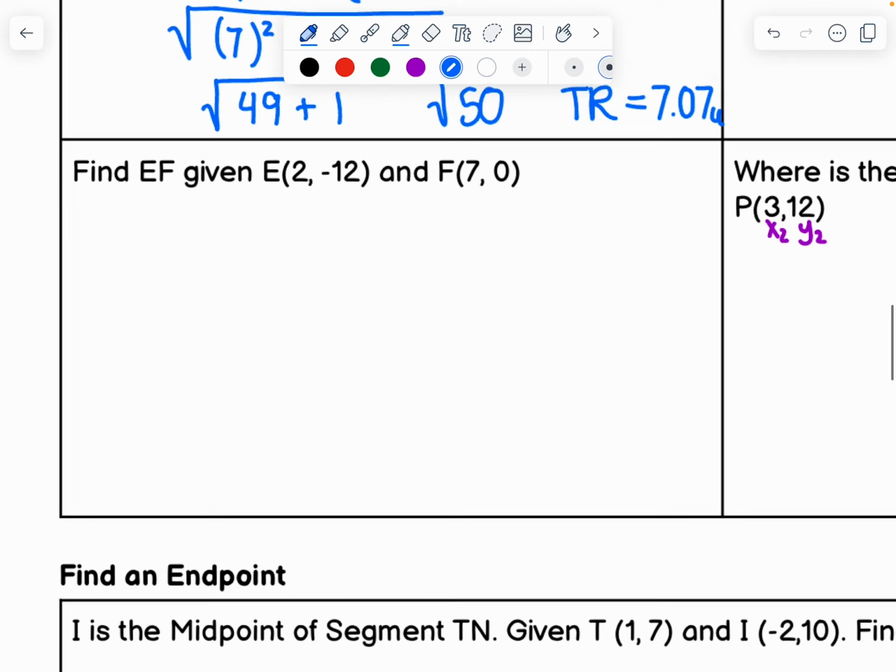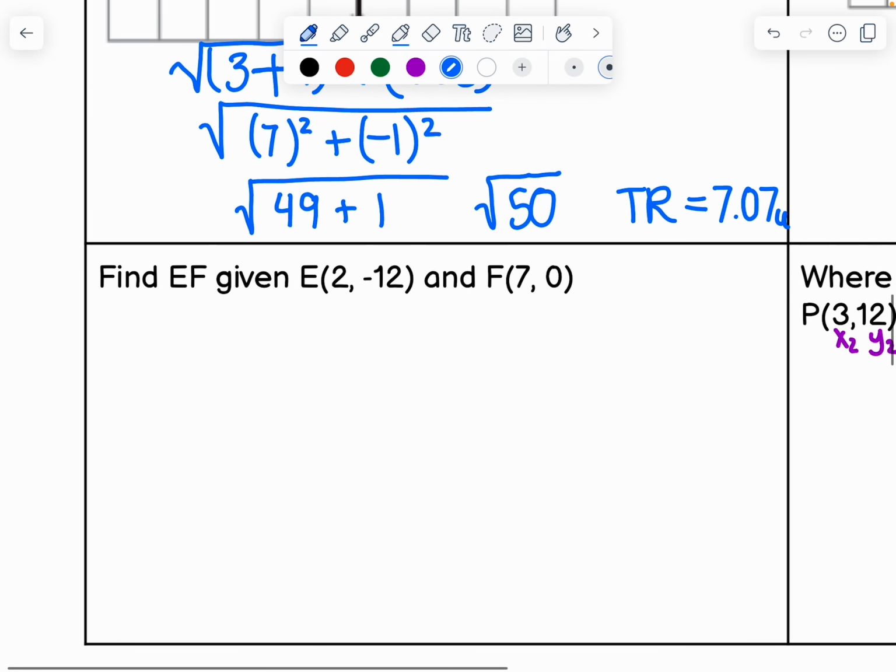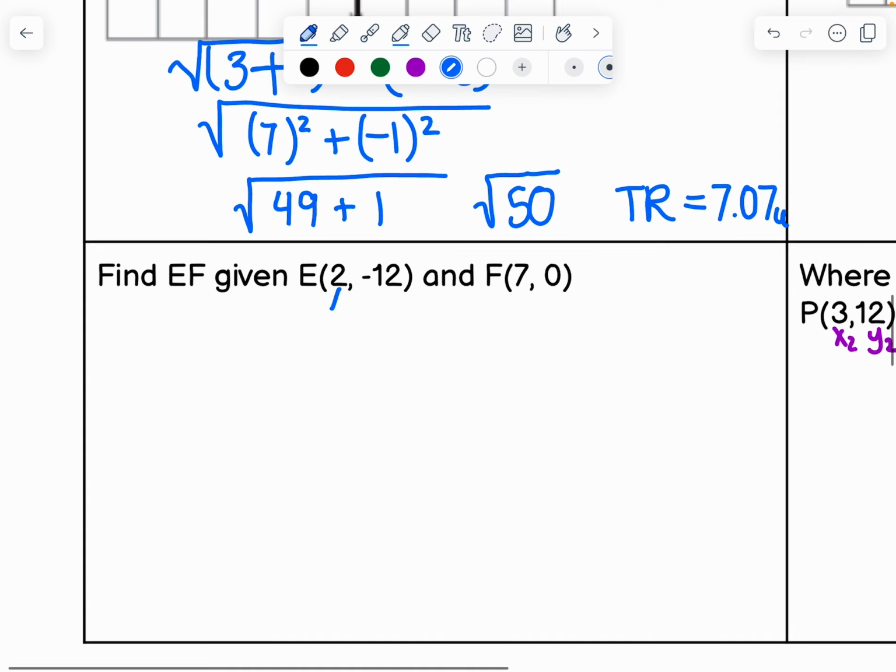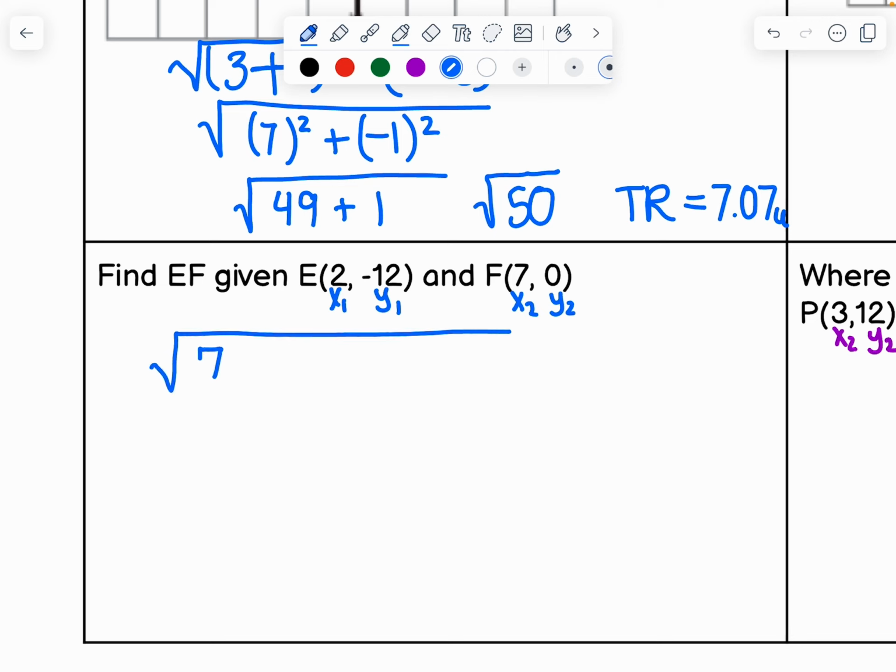All right, find EF given that E is at (2, -12) and F is at (7, 0). All right, let's label our points: x1, y1, x2, y2. In the distance formula, x2 comes first, so we have 7 minus x1, which is 2, squared, plus y2, which is 0, minus negative 12.